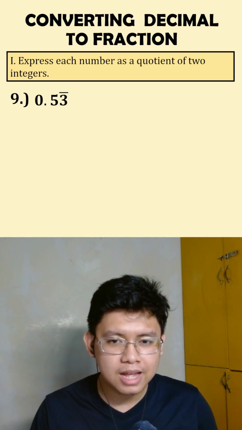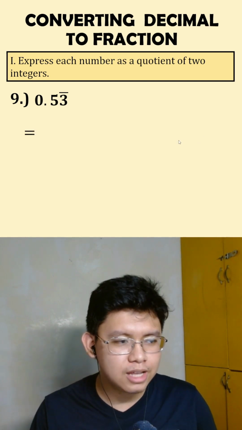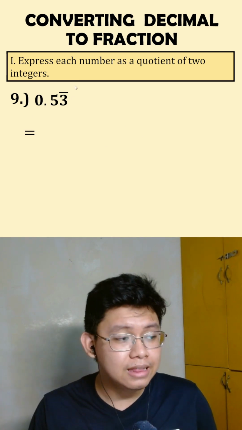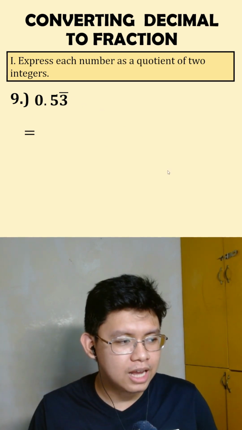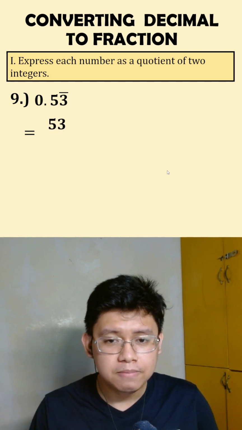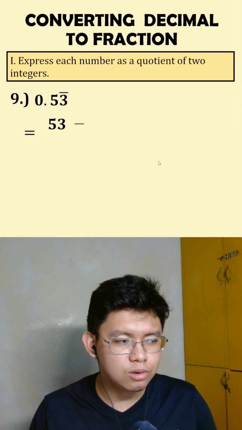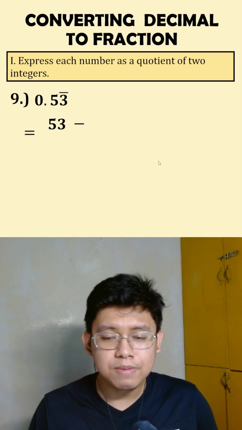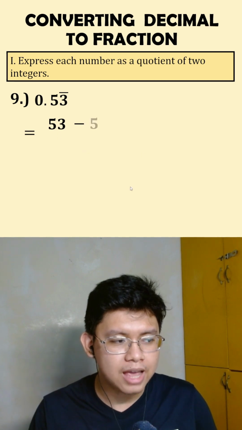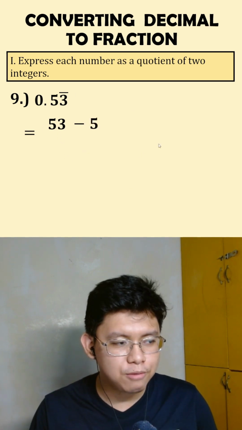So, ang first step natin, identify natin yung numerator natin. So, sa numerator natin, kopyahin natin lahat without the decimal point and then the bar. So, tanggalin natin yung decimal point and yung bar. That will give us 53. Tapos, isubtract natin to sa ating non-repeating decimal. So, ang non-repeating decimal natin ay si 5.